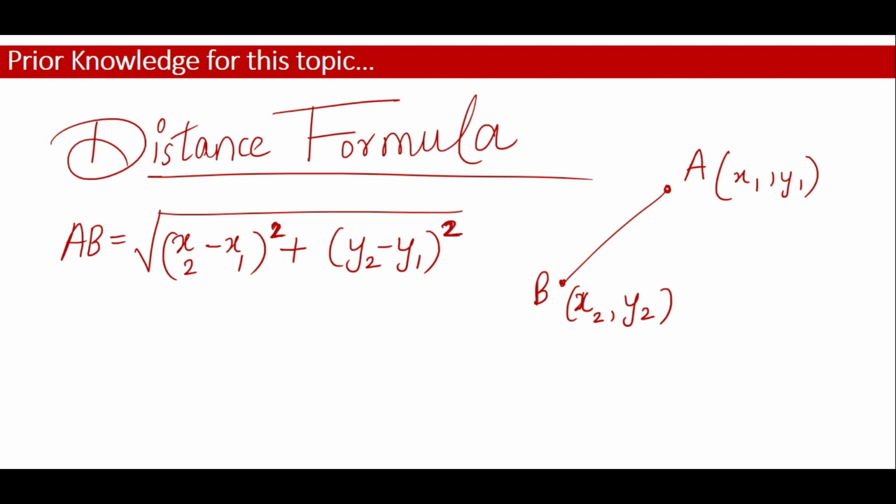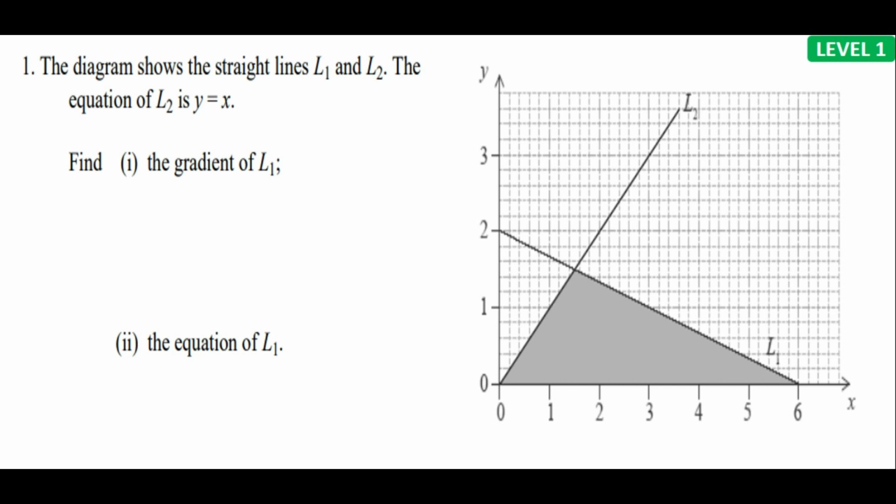Okay, now we're going to apply all this knowledge to the questions given to find the solution. Let's move on. Question 1. The diagram shows the straight lines L1 and L2. The equation of line L2 is y equals x. Question 1 is to find the gradient of L1 and the equation of the line L1. Now you can see you have the line L1 here, so make sure you are looking at the right line, not at L2, and this is L1.